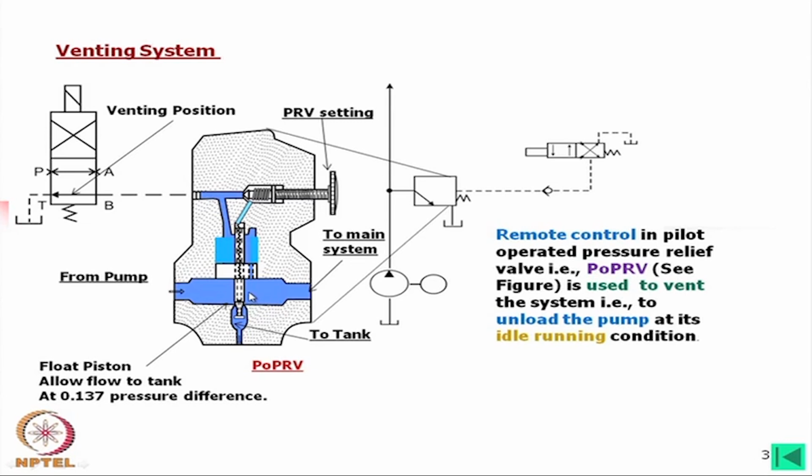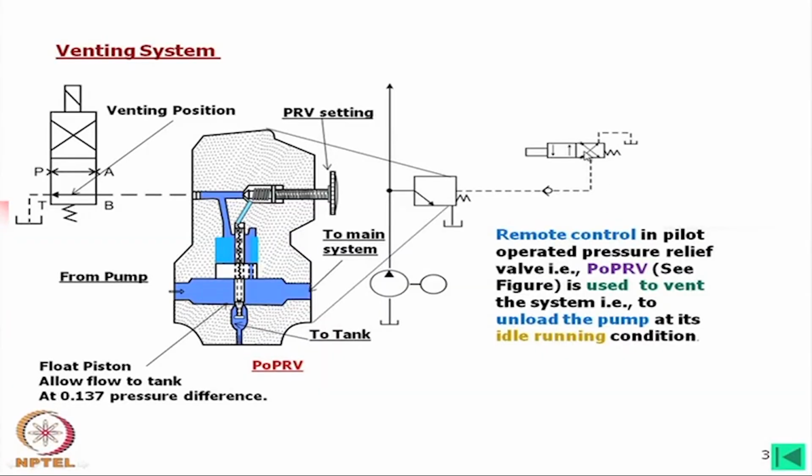Why do we use a fixed displacement pump? This is to keep the circuit always ready with high pressure oil, since frequent operation is there. But when, for some reason, we want to vent the oil, we keep on running the pump but would like to vent the oil at low pressure. Then we remotely operate this one, and the oil passes to the tank through this valve.